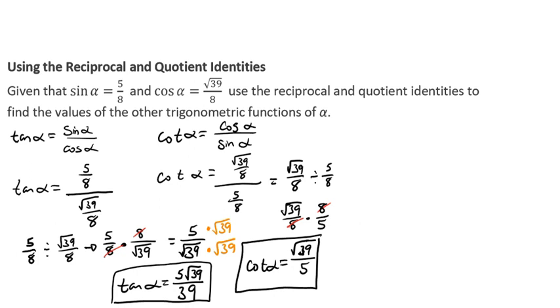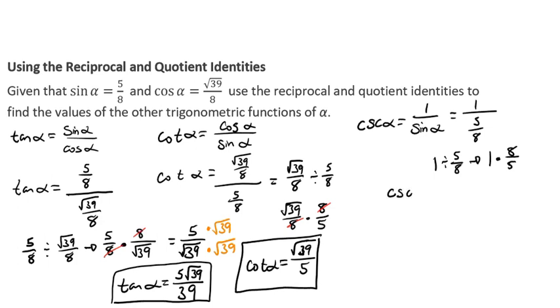Now the other two things we need to find are the cosecant and our secant. So the cosecant of alpha is 1 divided by the sine of alpha. That's going to give us 1 divided by 5 over 8, or 1 times 8 over 5. And so we can see that our cosecant of alpha is going to be 8 over 5.